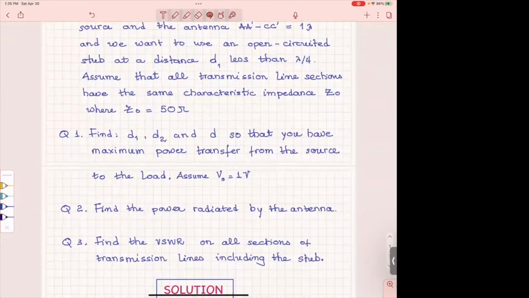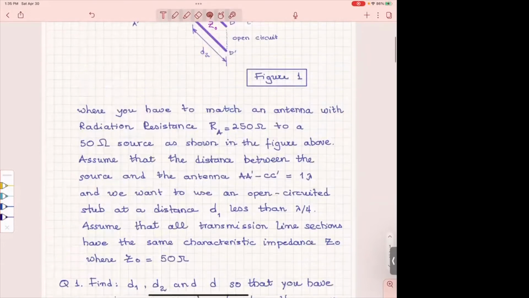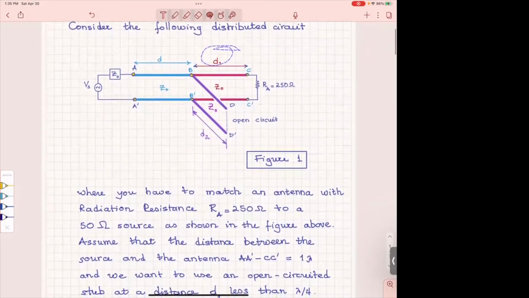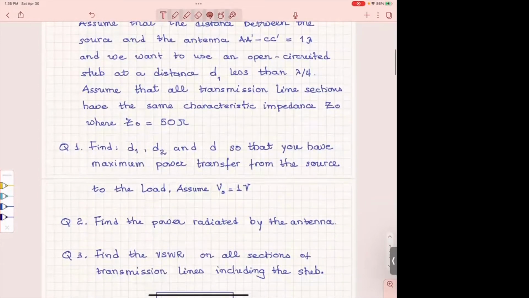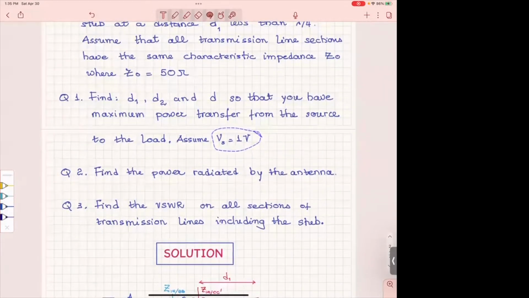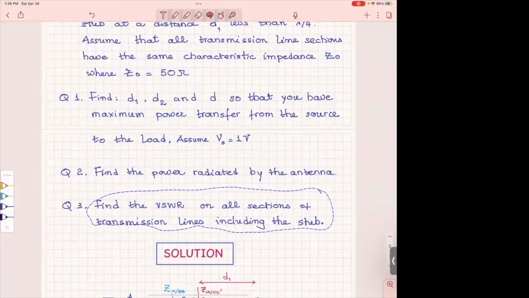I could give that in the final. The first question is find D1, D2, and D, which are all of the lengths of those transmission lines and the stub. And it is asking you to find them so you have the maximum power transfer from the source to the load. Assume here that the maximum value of the source is 1 volt. Then we have to find the power radiated by the antenna. And the third question is to find the VSWR on all sections of transmission lines, including the stub.